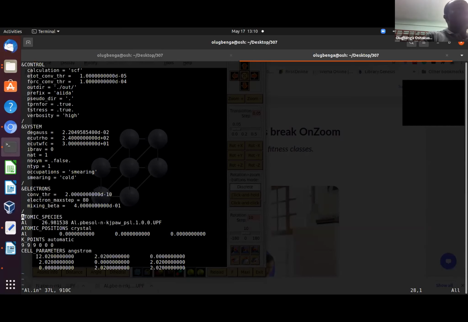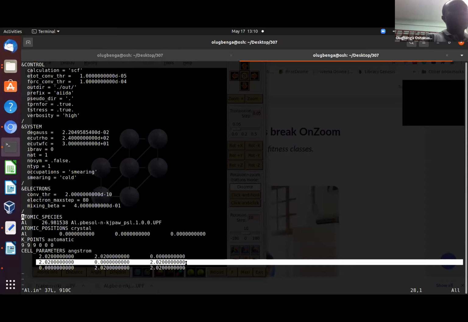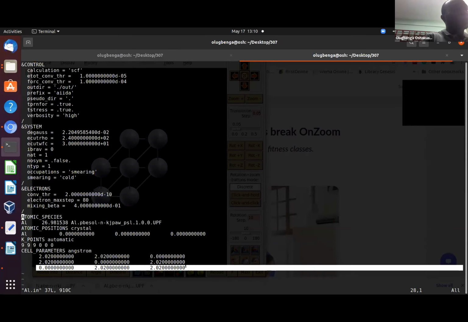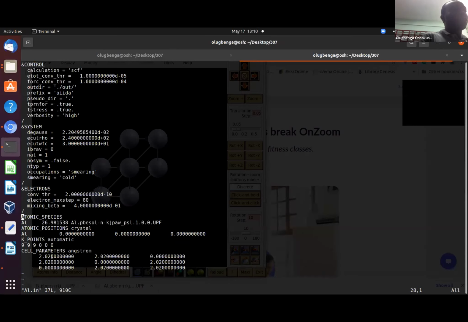The cell parameters here in angstrom for the aluminium crystal is assumed to be 4.04 angstrom, and this is what we have here highlighted. Here is A1. What we have highlighted here is A2. Looking at this, it's as good as saying for A1, 2.02 X plus 2.02 Y plus zero. And for A2, 2.02 X plus 2.02 Z.